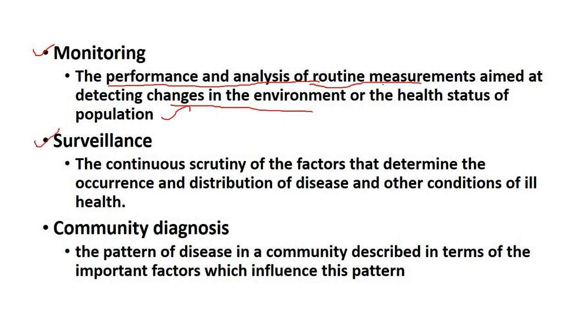Surveillance is the continuous scrutiny of the factors that determine the occurrence and distribution of disease. It is a factor which will be measured to see the abnormal presence of the disease or a condition. For example, HIV surveillance or TB surveillance is a continuous scrutiny of the factors that determine the occurrence and distribution of the disease and other conditions of ill health. So that is surveillance. It is not routine measurement, and that is the most different point.